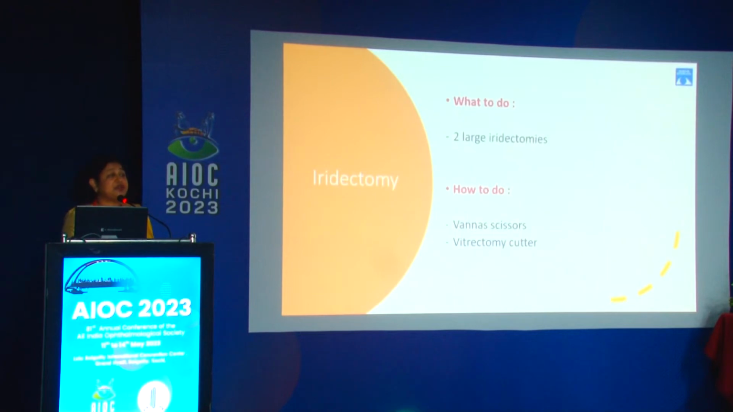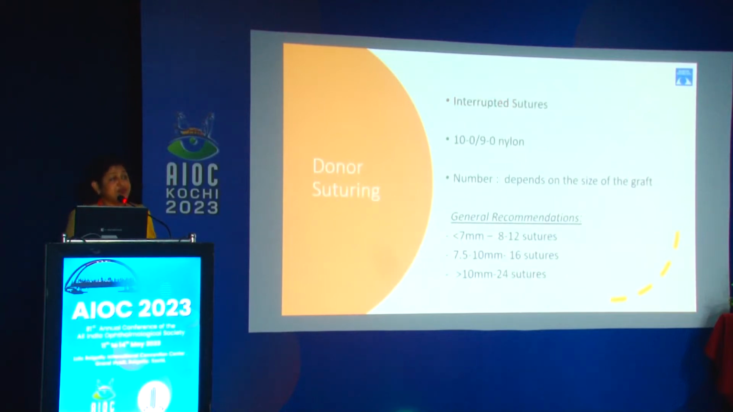Now, all these eyes are significantly inflamed and they will develop some kind of angle closure glaucoma secondarily. So you would prefer to have 2 large iridectomies. You can use either a Vannas scissor or a vitrectomy cutter to make that. Donor suturing is always interrupted. These are inflamed eyes with irregular healing, so you do not want a continuous suture. You can use either a 10-0 or a 9-0 nylon, and this depends upon the size of the graft. For anything less than 10, the usual recommendation is 8 to 12 sutures; for 7.5 to 10 millimeter grafts, 16 sutures; and anything more than 10 millimeter would be around 24 sutures. Again, this gives a better convexity and a better formation of the anterior chamber.